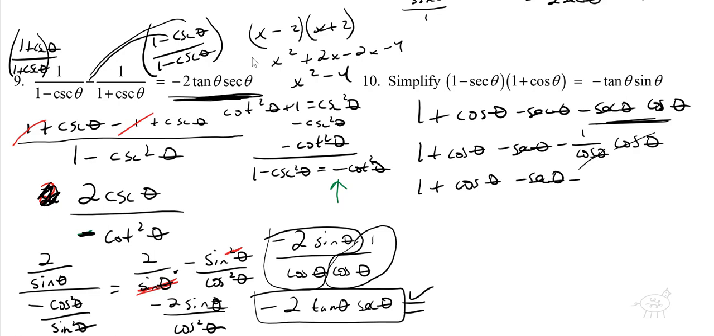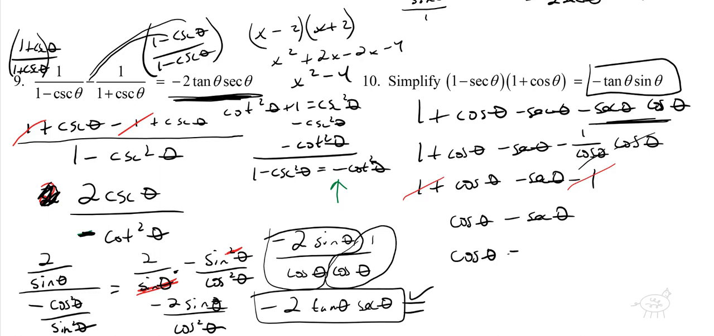So do you guys agree that cancels and it's minus 1? Oh, look at that. That's pretty sweet. The 1's cancel. So now it's still not great. It's cosine of theta minus secant of theta. Still not perfect, right? Because I need to have it look like this. So sines and cosines. Cosine of theta minus 1 over cosine of theta. What's our common denominator? Isn't it cosine of theta? So I'm going to multiply this one by cosine of theta over cosine of theta. So I get cosine squared of theta minus 1 over cosine of theta.